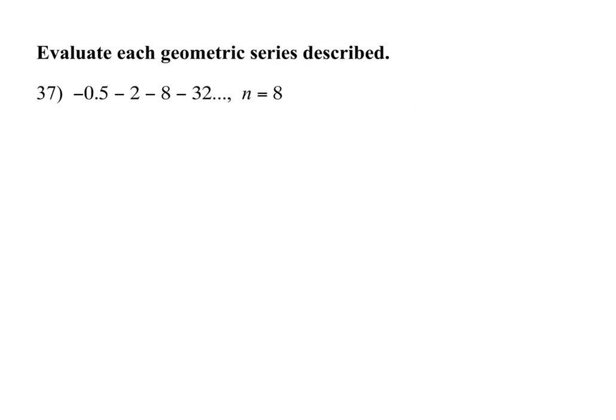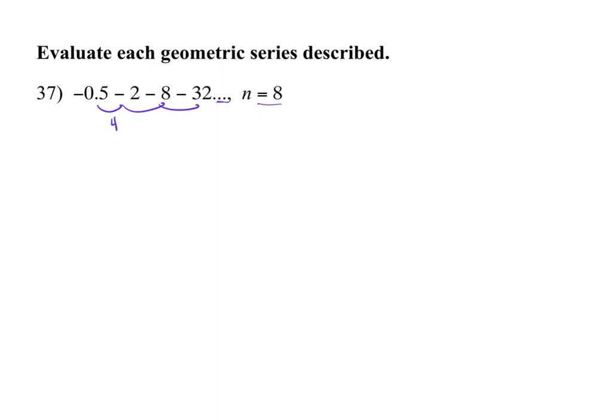All right, so we do have to figure out what my common ratio is here. So you can take any two terms and divide. So negative 2 divided by negative 0.5, negative 8 divided by negative 2. You're going to get the same thing every time. You're going to get 4. So common ratio here is a 4, right?